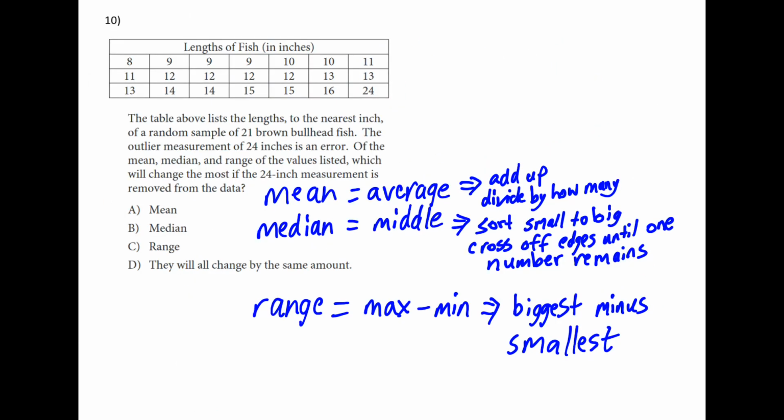In number 10, we have a table of 21 brown bullhead fish, and one of these measurements, the 24 measurement, turns out to be an error. So if we got rid of that piece from the data and we left the other 20 numbers, they want to know which would change the most, the mean, median, or range. So you have to know what these things are.